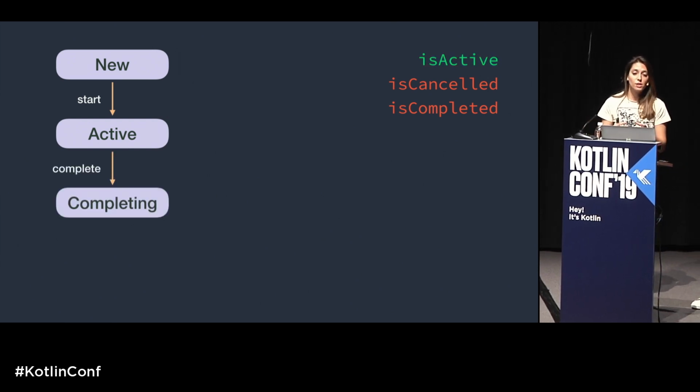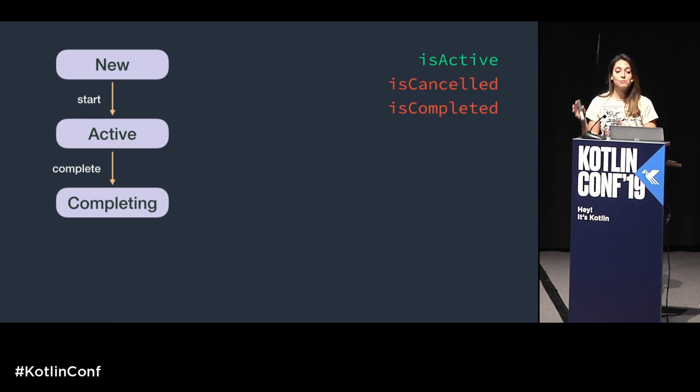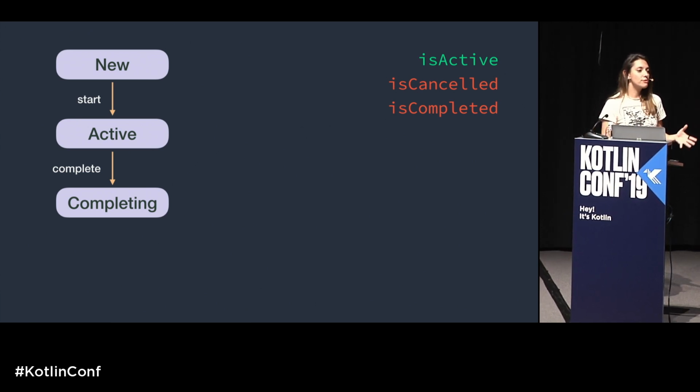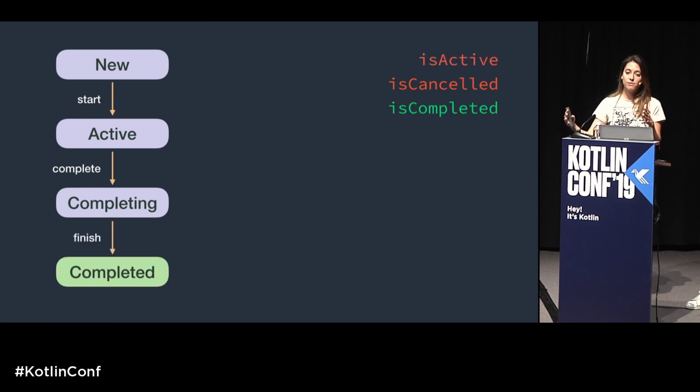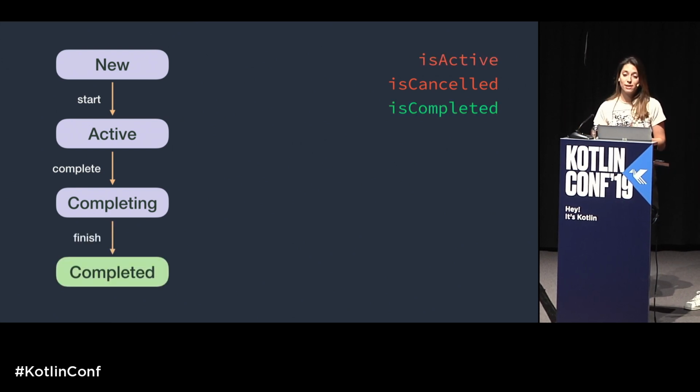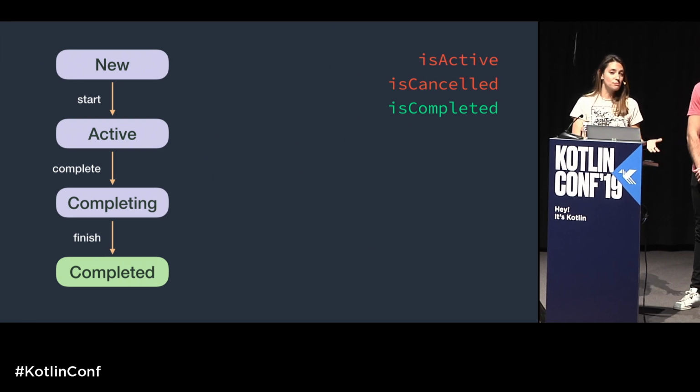While the coroutine is running, it's going to be in the active state, and once it has finished its job, it's going to be in the completing state. But Manu just told you that we're talking about a hierarchy. So this means that the coroutine will stay in the completing state until all of its children have finished. This is why, for now, isActive is true. But once all of the children are finished, only then we get to the completed state, where the isCompleted flag is true.